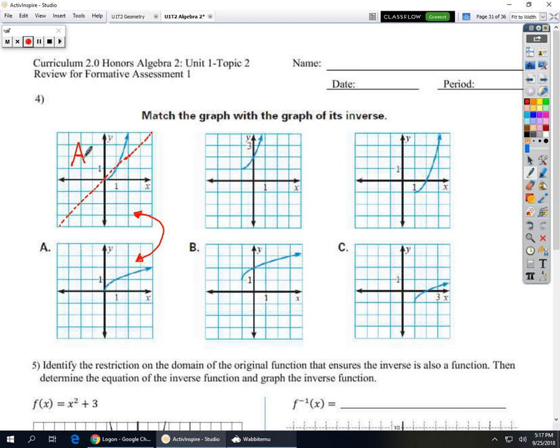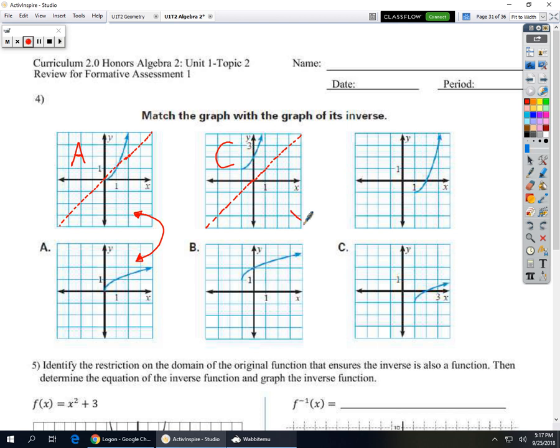Let's take a look at the second one. Again, it needs to look like a reflection over the line y equals x. Which one looks like a reflection? Well, this point would reflect over here, and then it's going to kind of look like that. Which one is that? That's clearly C. Just write C there.